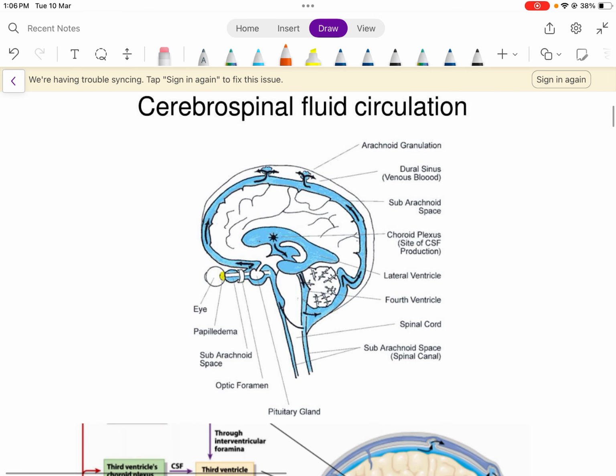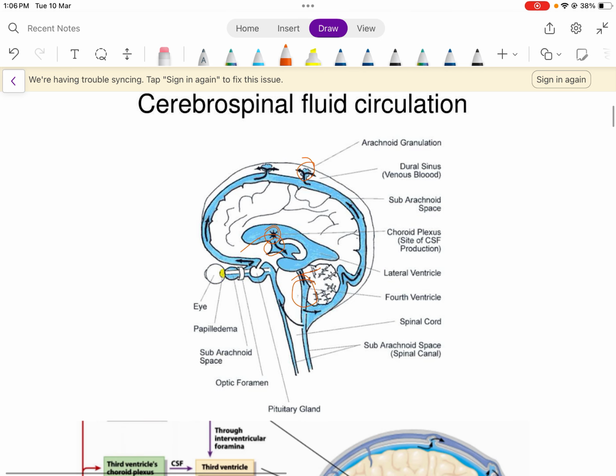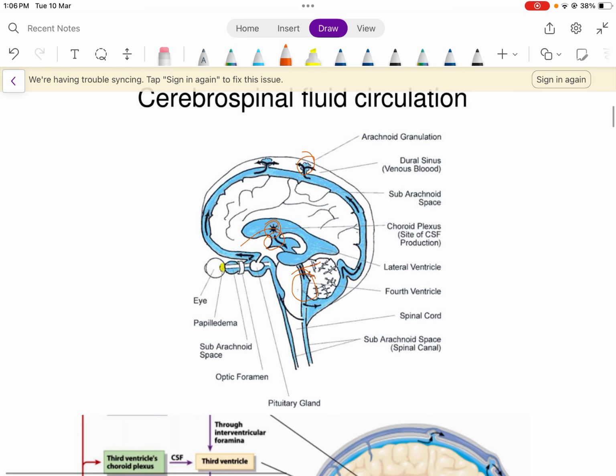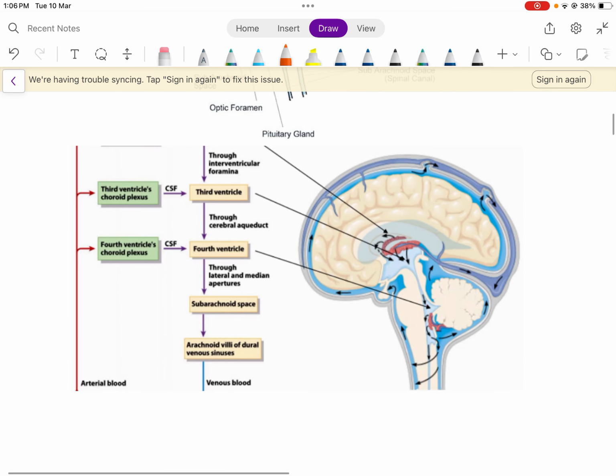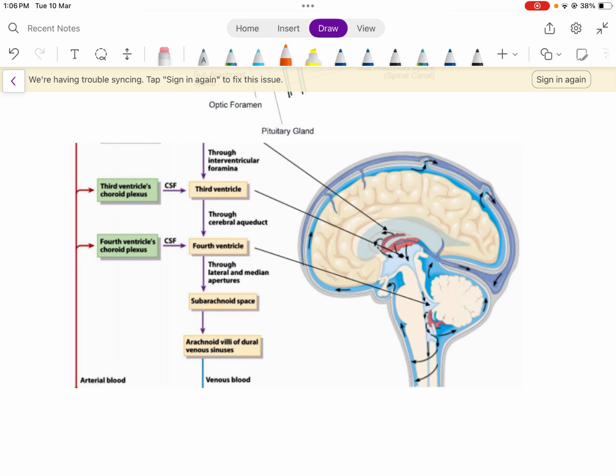Again, this is the arachnoid granulations. What you see, this is your site of CSF production, the choroid plexus, and this is the lateral ventricle. Then you have the foramens which are connecting the lateral ventricle to the third ventricle. Then you have the aqueduct of Sylvius, which is going to connect it to the fourth ventricle. And then finally it is going to exit through the foramina of Luschka and Magendie. Same as what I told you.